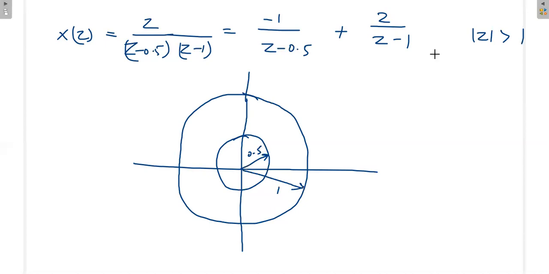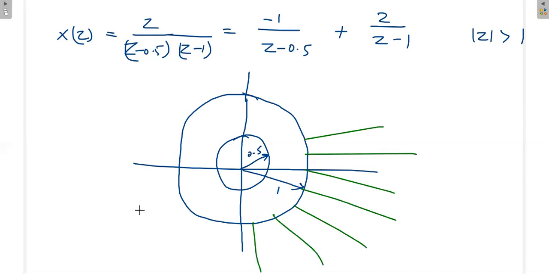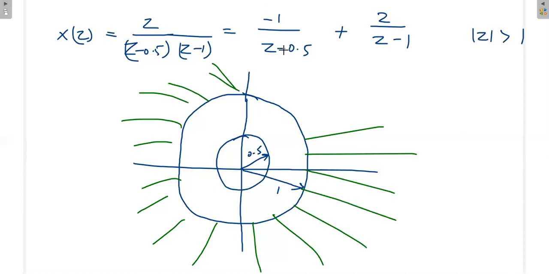Now, where is the ROC? Mod z is greater than 1. That means the ROC is outside the unit circle. So this is the region of convergence. What are the poles of the first function? For the first function, the pole is z equal to 0.5. With respect to z equal to 0.5, the ROC is on the right side.